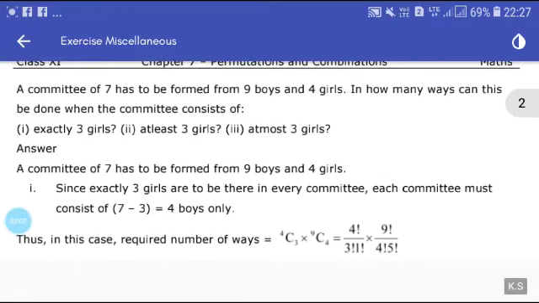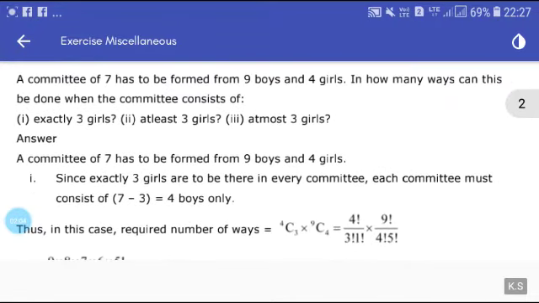Now see our next question. A committee of 7 has to be formed from 9 boys and 4 girls. In how many ways can this be done when the committee consists of exactly 3 girls, at least 3 girls, and at most 3 girls? Just read the question twice or thrice.